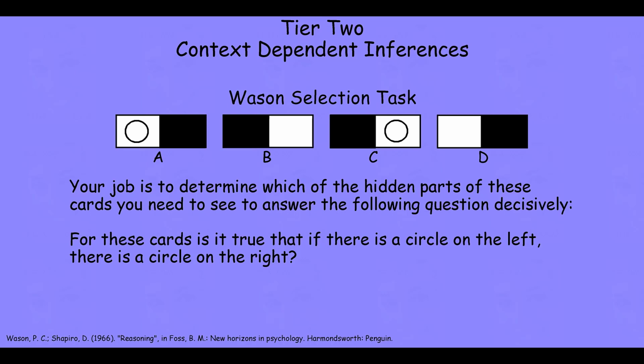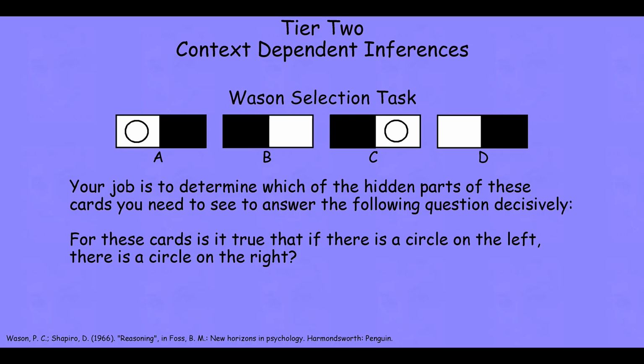Let's now go to B. If there's a circle on the left, well, we don't know if there is, then there's a circle on the right. So if we pulled the covering away on card B and there was a circle on the left, it too would violate that rule. So we have to see B. What about C? If there's a circle on the left, then there's a circle on the right. Well, if we pulled away the covering there, it wouldn't matter whether there was a circle or not. If there was a circle, it satisfies the rule. If there isn't a circle, it doesn't violate the rule. And so as a result, we don't have to see card C.